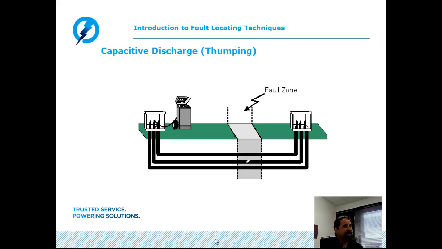Very good technique, but as you can potentially see, some limitations. It can be relatively time consuming, particularly on very long cable stretches. And since we are sending high voltage surges, it can be a little bit stressful to a service aged cable.